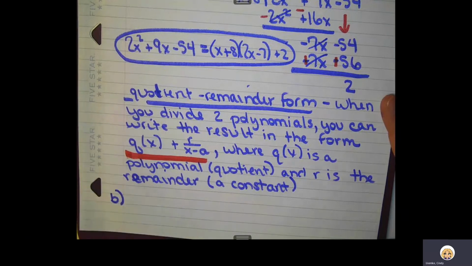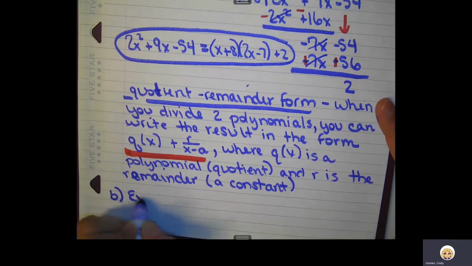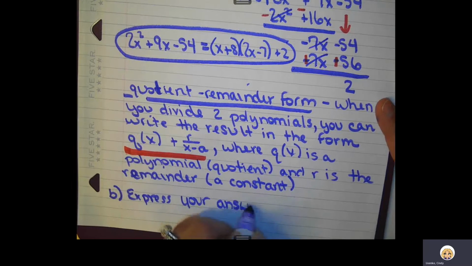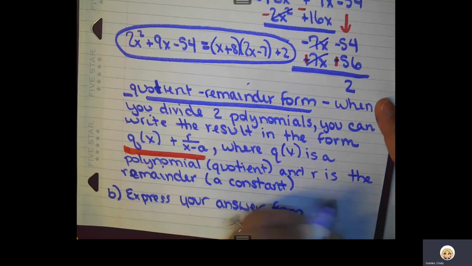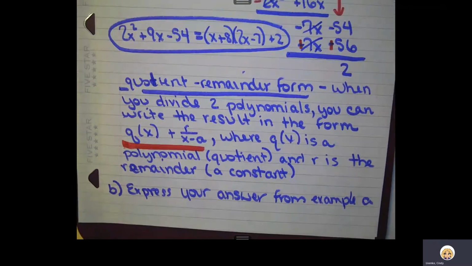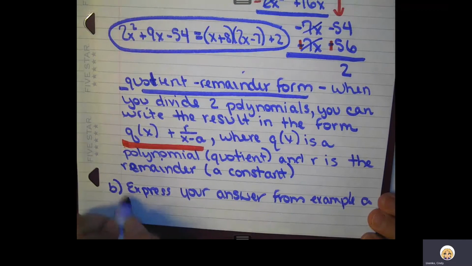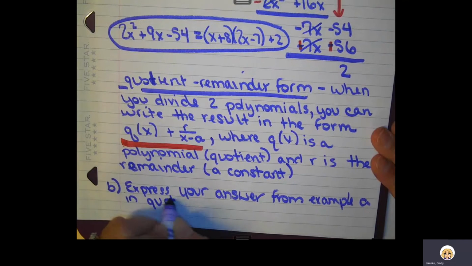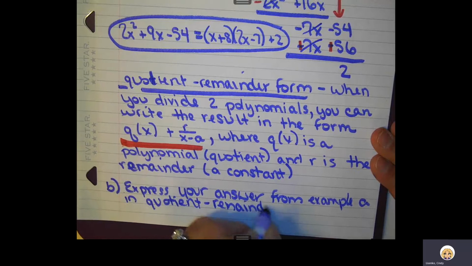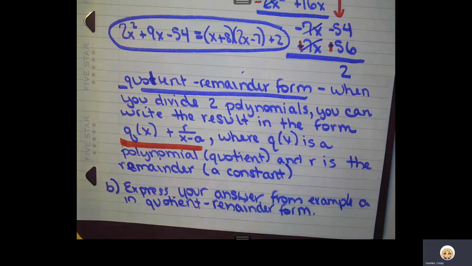Can you express your answer from example A in quotient remainder form? And I'll show you what that looks like. So we're doing exactly the same as we did on the previous notes, what we did above, but we're just writing the answer a little differently.